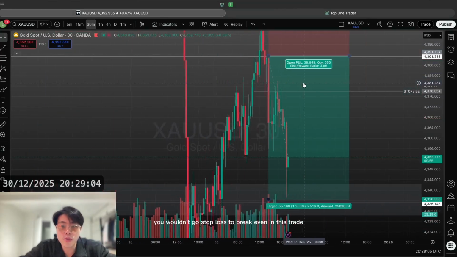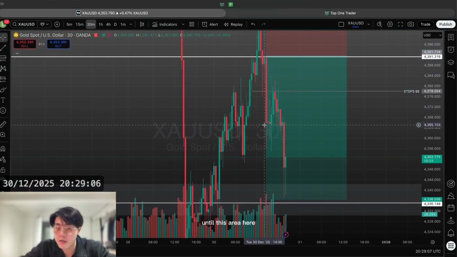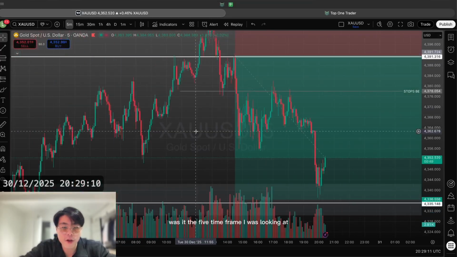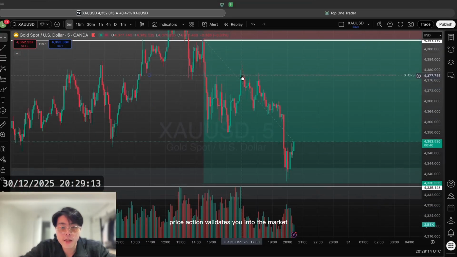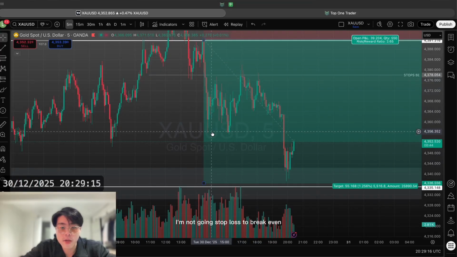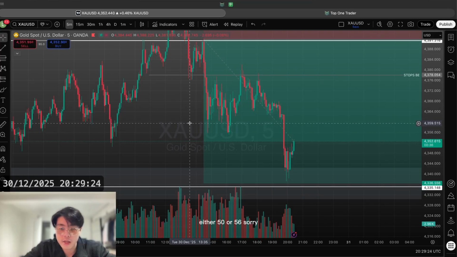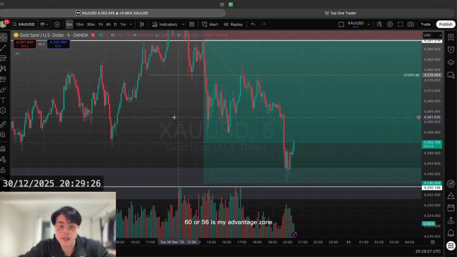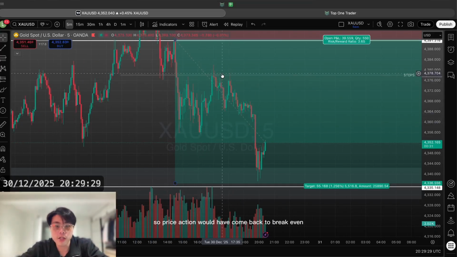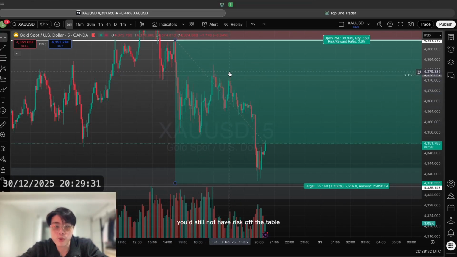You wouldn't go stop loss to break even in this trade until this area here. Matter of fact, was it the 5 time frame I was looking at? Price action validates you into the market. I'm not going stop loss to break even until these areas to the left of my screen, either 50 or 56. 60 or 56 is my advantage zone. So price action would have come back to break even. You'd still not have risk off the table.